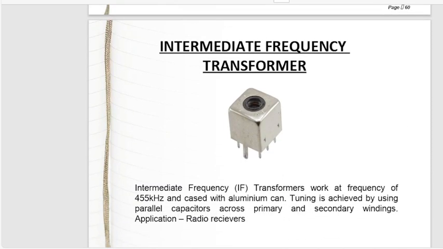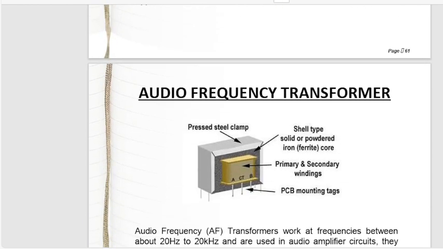Here we can check the intermediate frequency transformer. Intermediate frequency IF transformers work at a frequency of 455 kilohertz and are cased in an aluminum can. Tuning is achieved by using parallel capacitors across the primary and secondary windings, and its applications are radio receivers.